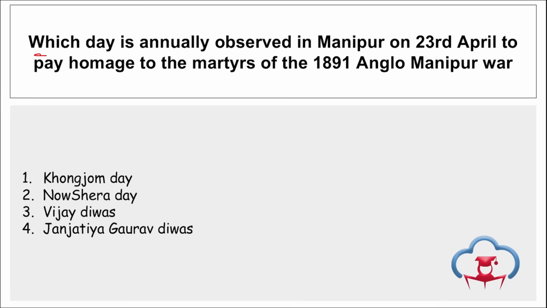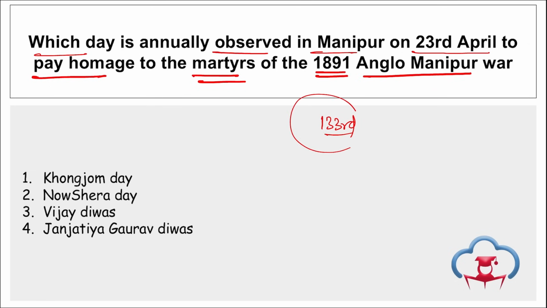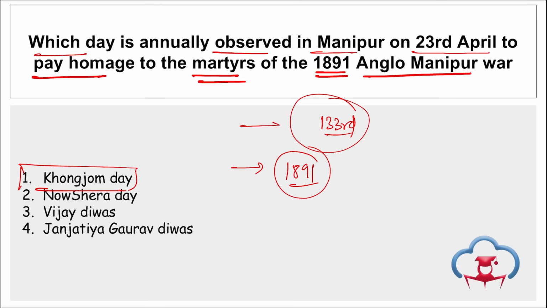Now there is one more, that is which day is annually observed in Manipur on 23rd of April to pay homage to the martyrs of the 1891 Anglo-Manipur War. So Manipur observed the 133rd Khongzom Day on 23rd of April, and this day is to pay homage to the martyrs of the 1891 Anglo-Manipur War. This was the last battle fought between the Kingdom of Manipur and the British Empire. Right? Take a note of this. And this was the 133rd observance of this Khongzom Day. Khongzom is a village in Manipur. Right? Take a note of this.